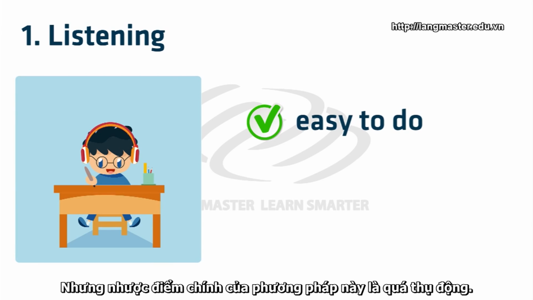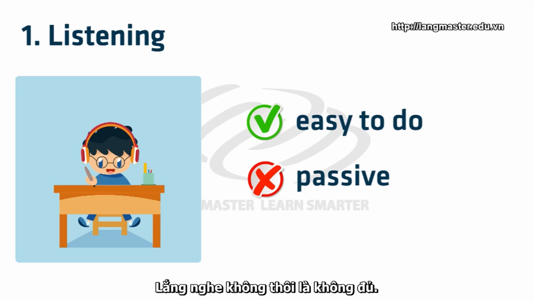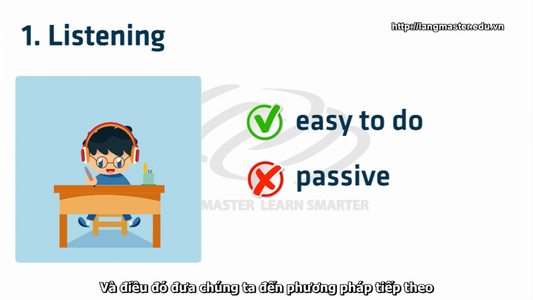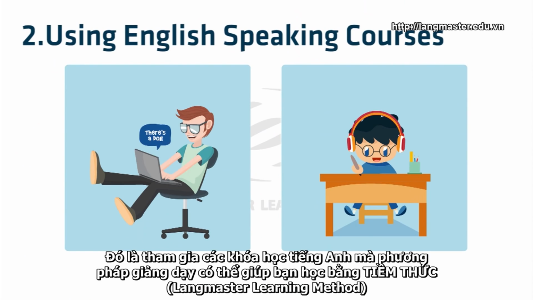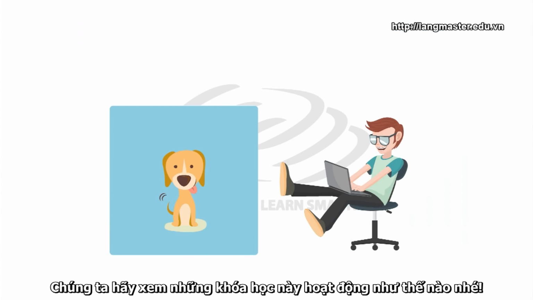But the main drawback of this method is that it's too passive. Listening alone is just not enough. You have to combine listening with some sort of speaking practice. And that brings us to the next method, which is to use English speaking courses that teach English implicitly. Let's see how these courses work.